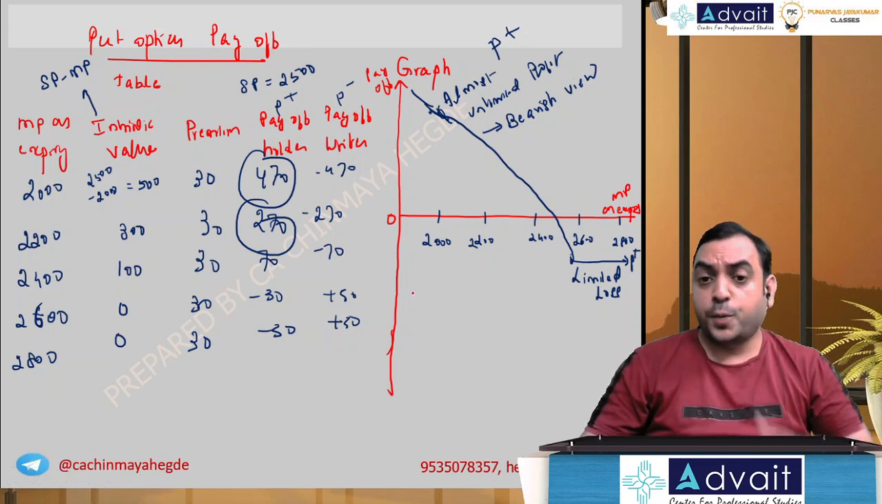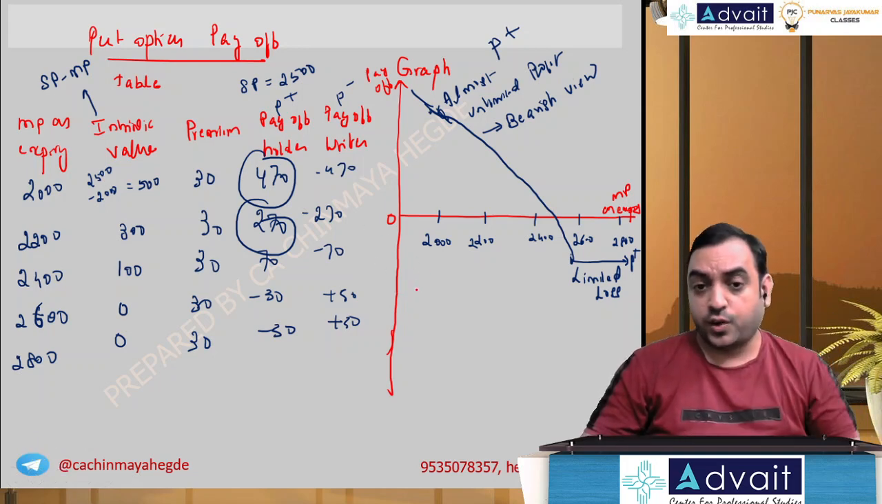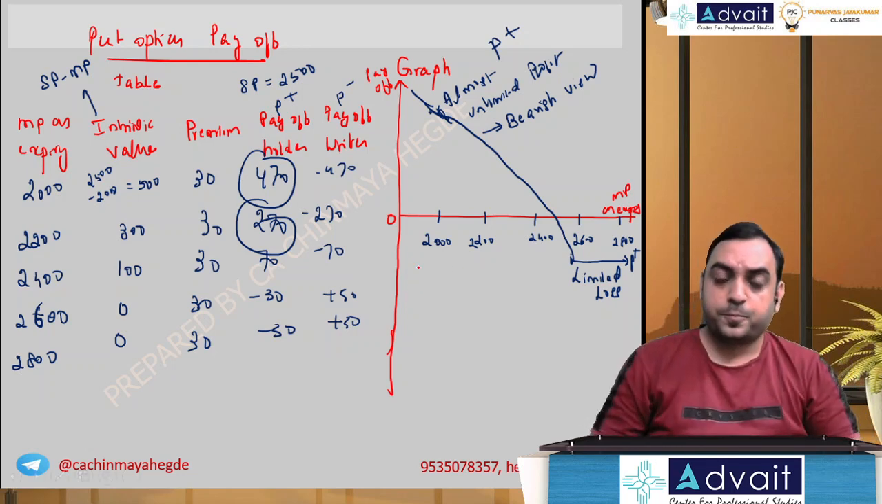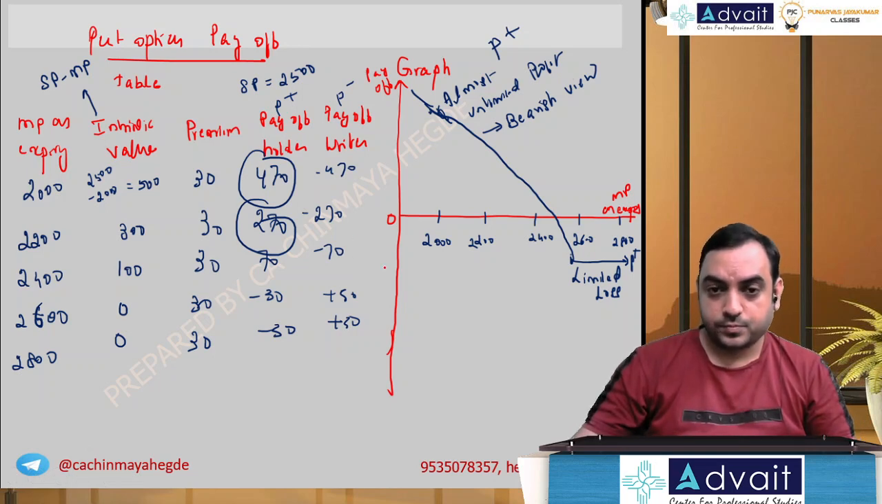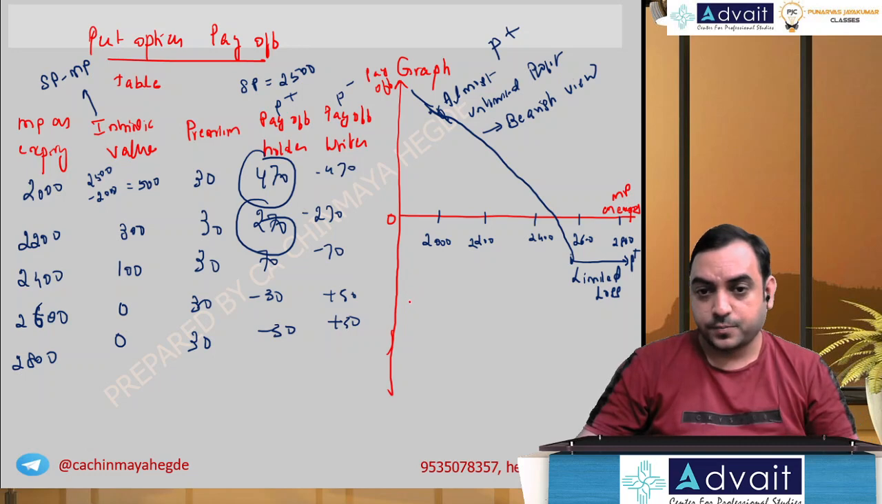Whereas put option writer, initially you make loss, and as the market price increases, you make profit, or you will have less and less loss. So just a reverse. So his payoff will go like this. Try to draw a straight line.